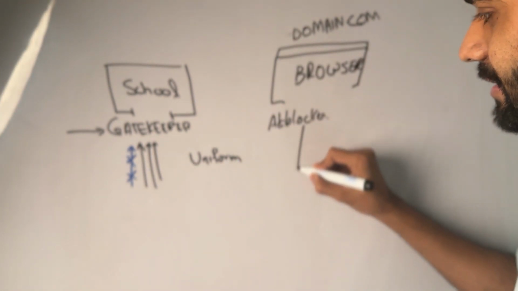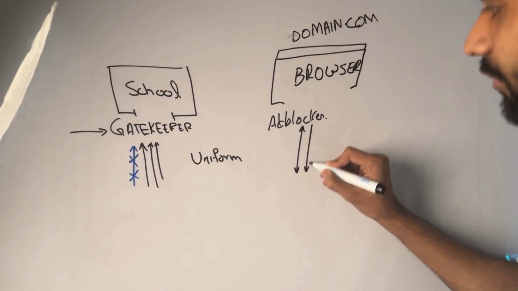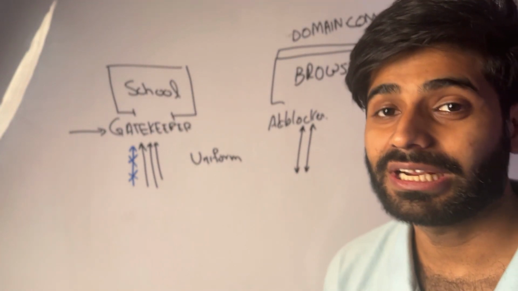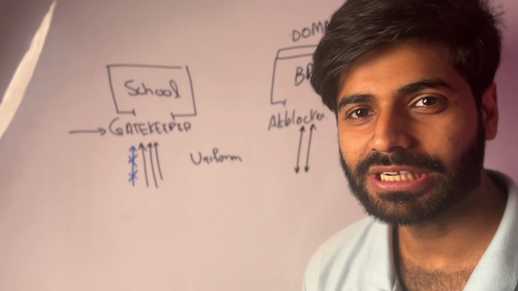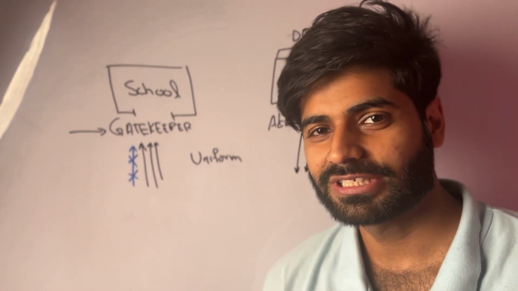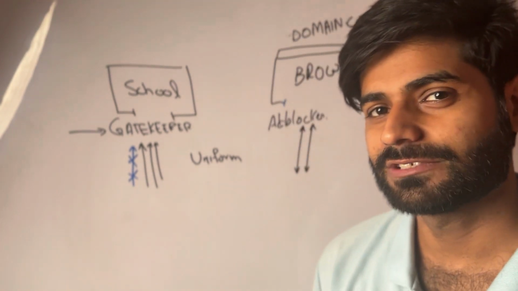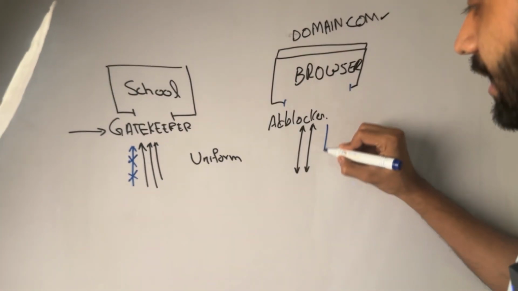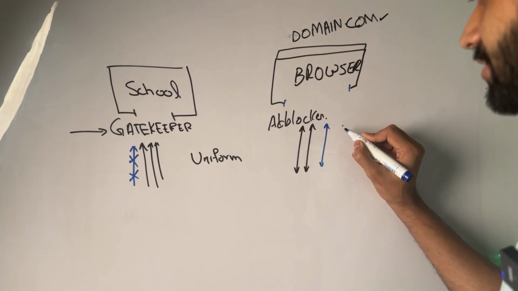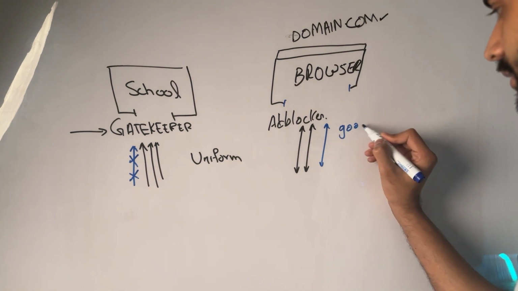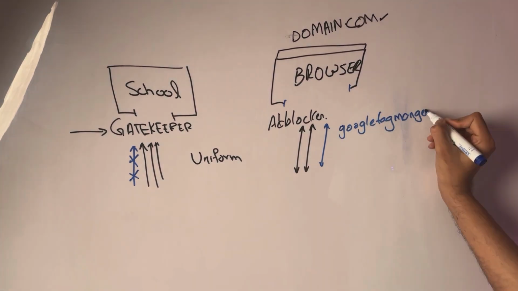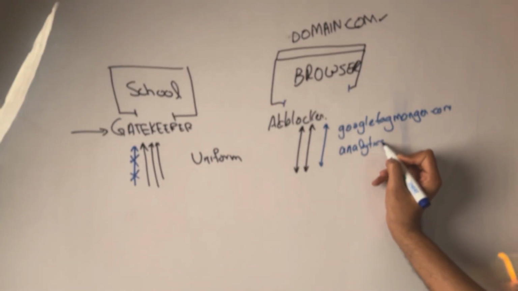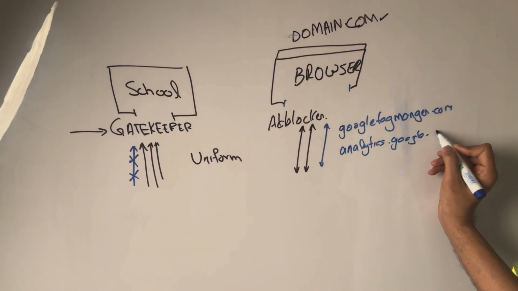So all the requests that are going in or going out of this browser that have this domain.com are allowed to enter the browser and leave the browser. However, as soon as Google Tag Manager, Google Analytics or Facebook Pixel tries to send or receive any requests from the same browser for this domain, they get easily blocked. So what ends up happening is that Google Tag Manager tries to load from its own domain, googletagmanager.com, and similarly analytics.google.com.